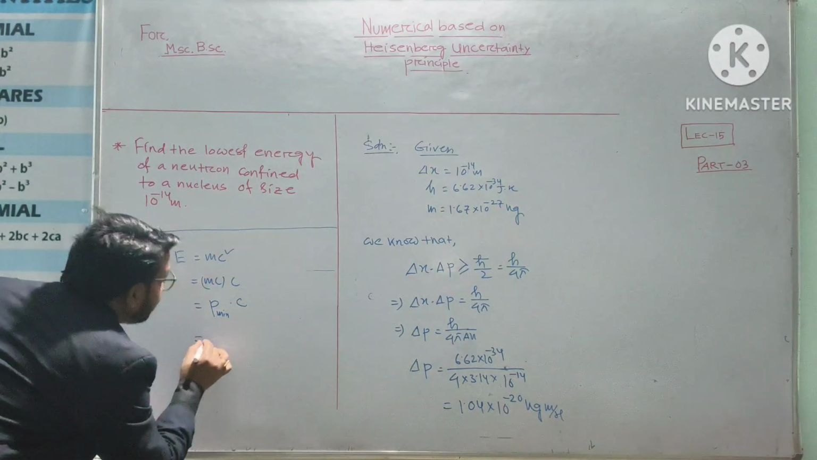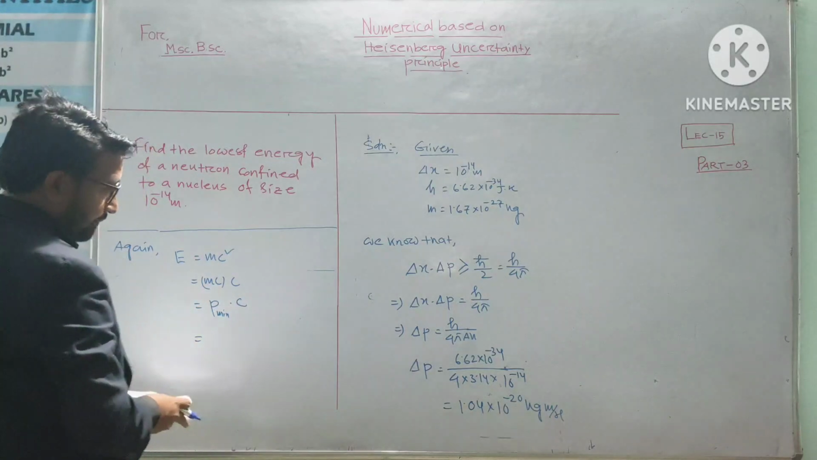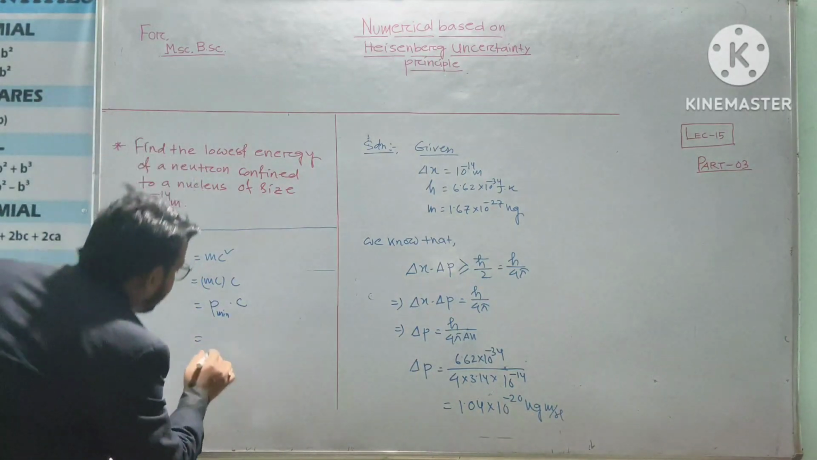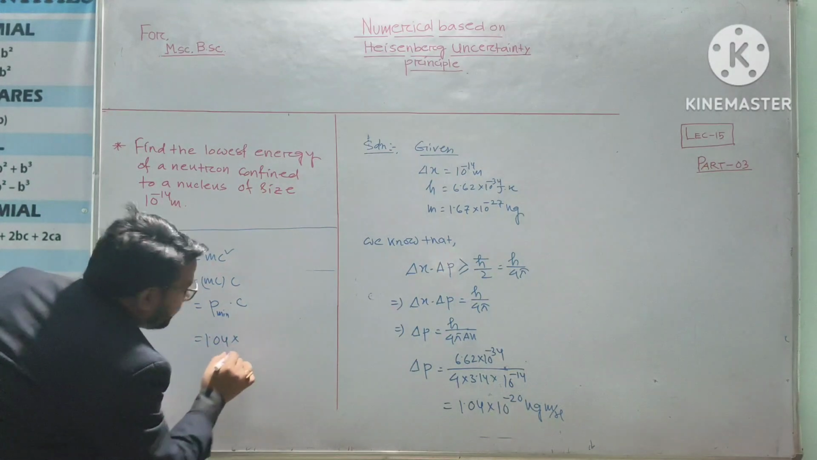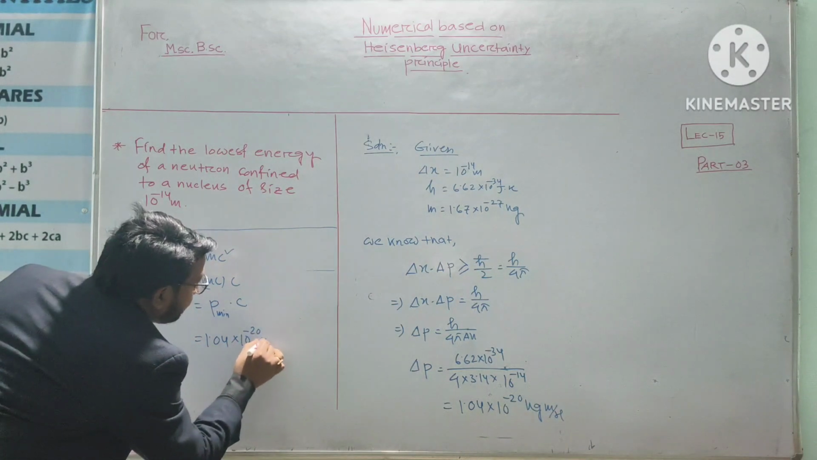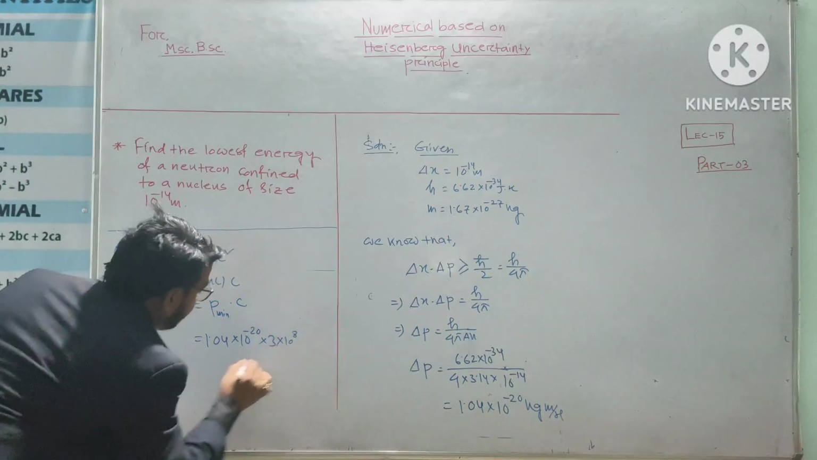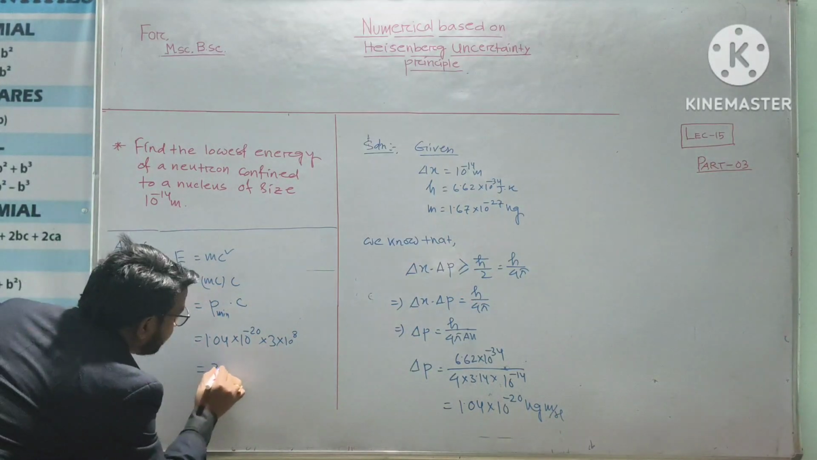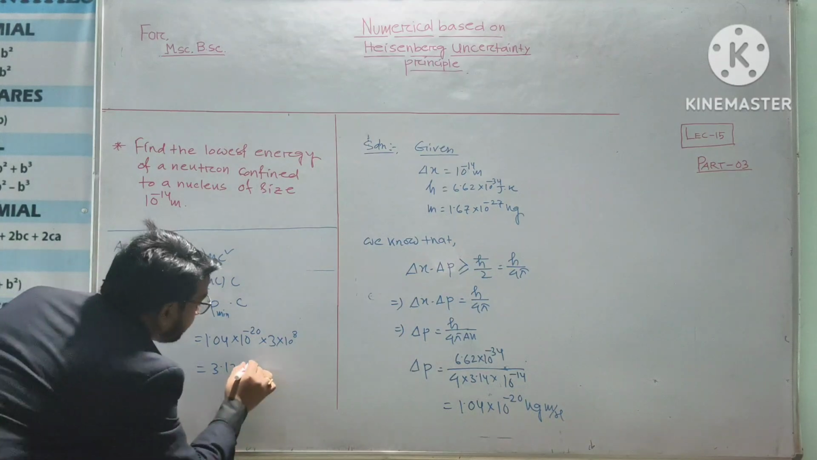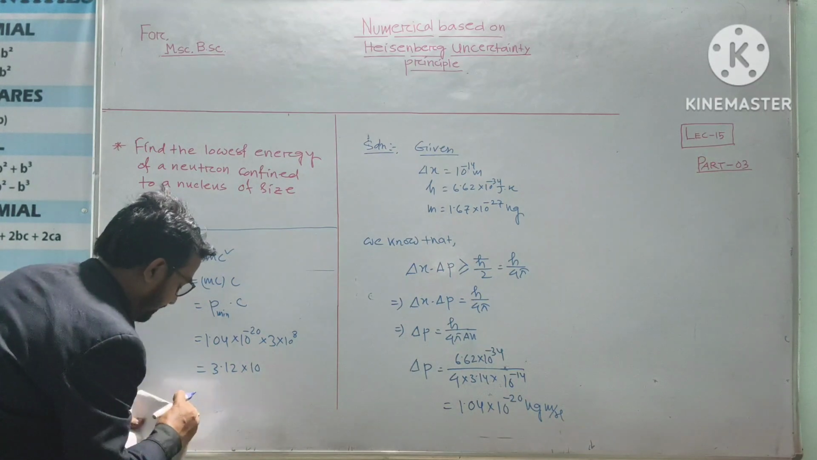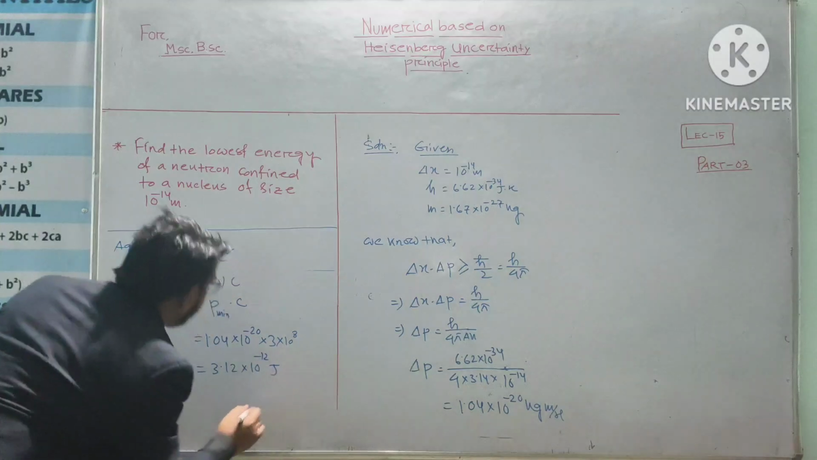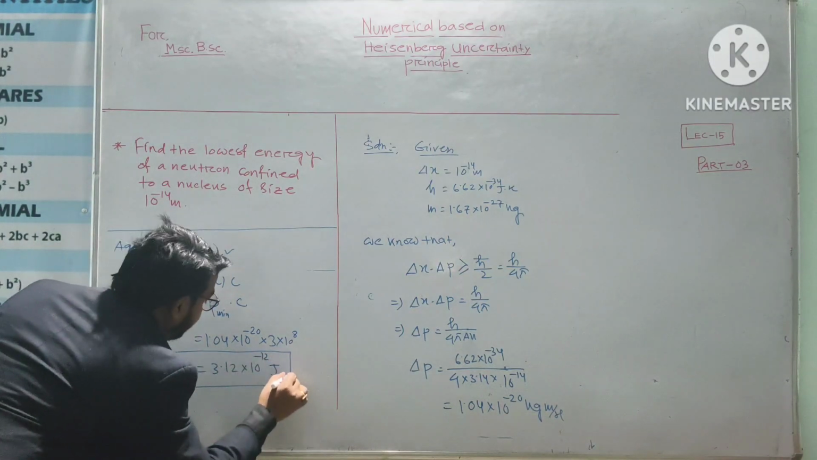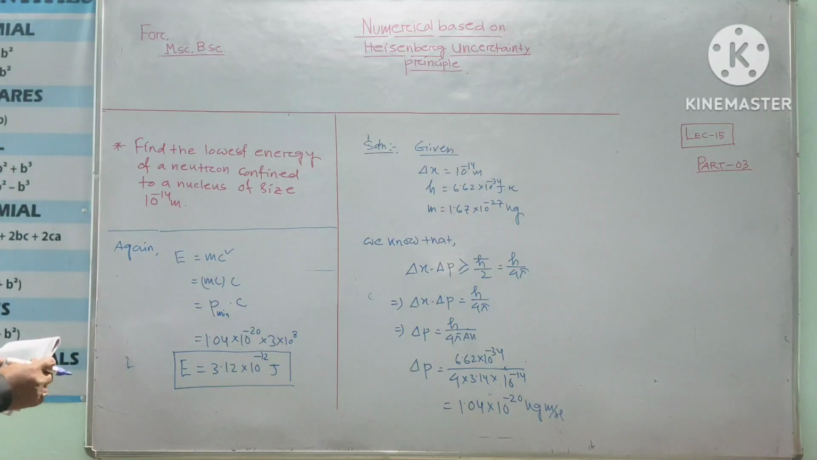So this is the speed of light in vacuum. Delta p and p minimum are equal to each other. So we can write 1.04 × 10^-20 times the speed of light, 3 × 10^8. After solving this part, we will get 3.12 × 10^-12 joule. So the minimum energy is equal to 3.12 × 10^-12 joule.